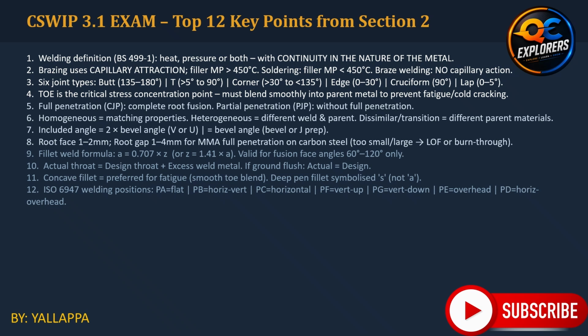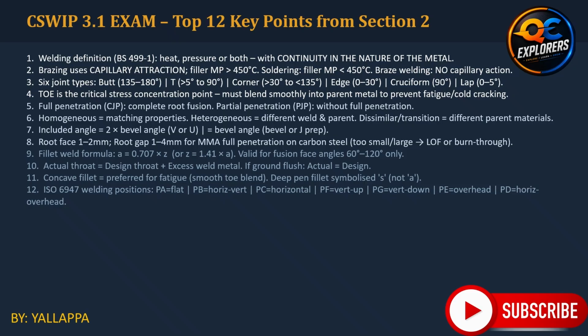First, remember the core definition of welding and the phrase continuity in the nature of the metal. Second, understand the distinction between brazing, soldering and braze welding. Third, memorize the 6 joint configurations and their associated angle ranges. Fourth, remember the importance of the toe. It is a geometric transition where stress concentration can become significant, particularly under cyclic loading. Fifth, distinguish full penetration from partial penetration and understand the CJP and PJP terminology. Sixth, know the 3 joint classifications: homogeneous, heterogeneous and dissimilar or transition.